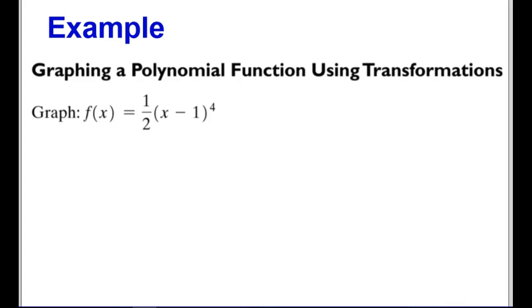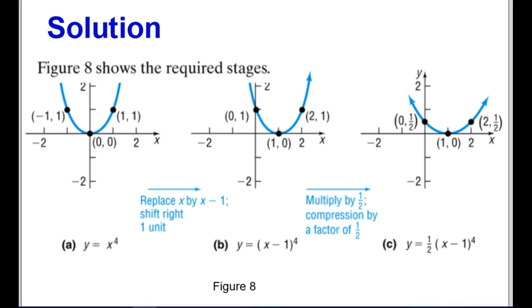Now here's our next example. We're going to graph this polynomial. I've got 1/2 times the quantity x minus 1 to the 4th. Let's see what that looks like. I have the different stages, because I always want to start with the most simple function that I have. So I've got my x to the 4th as my standard polynomial here. Again, I contain the points (0, 0), (1, 1), and (-1, 1). And it's an even number, so I know that it's going to be symmetric about the y-axis. That's what that looks like.